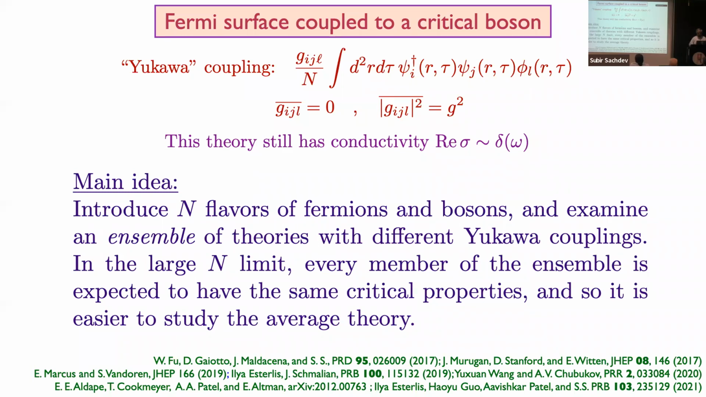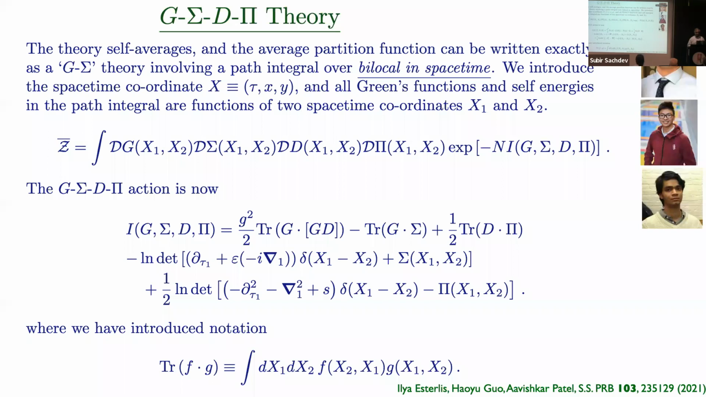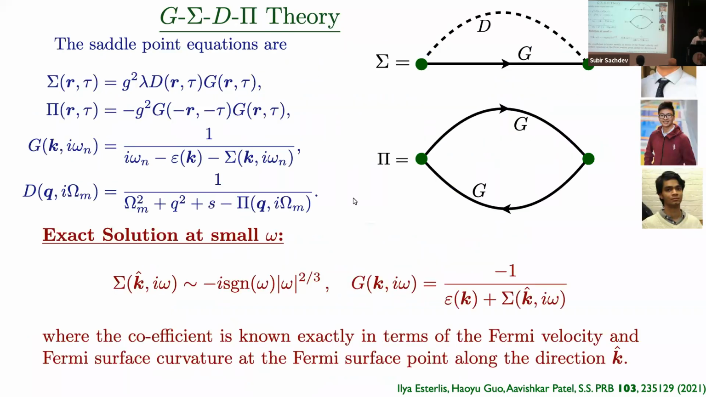So you can just use techniques that all of you are very familiar with. You can write down a G sigma D pi theory. G is the Green's function of the fermion, D is the Green's function of the boson, and you get a SYK-like action. Now this is an action over space-time, not just time. And anyway, you take the saddle point of this action, and you get these equations.